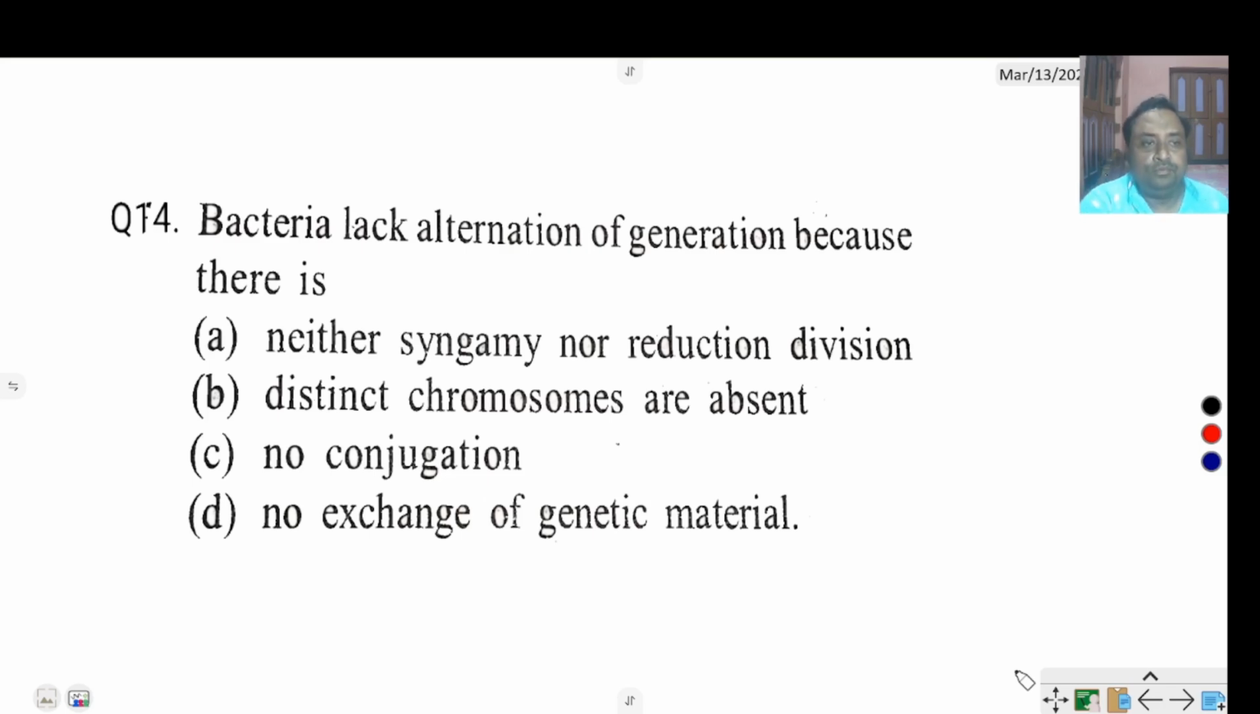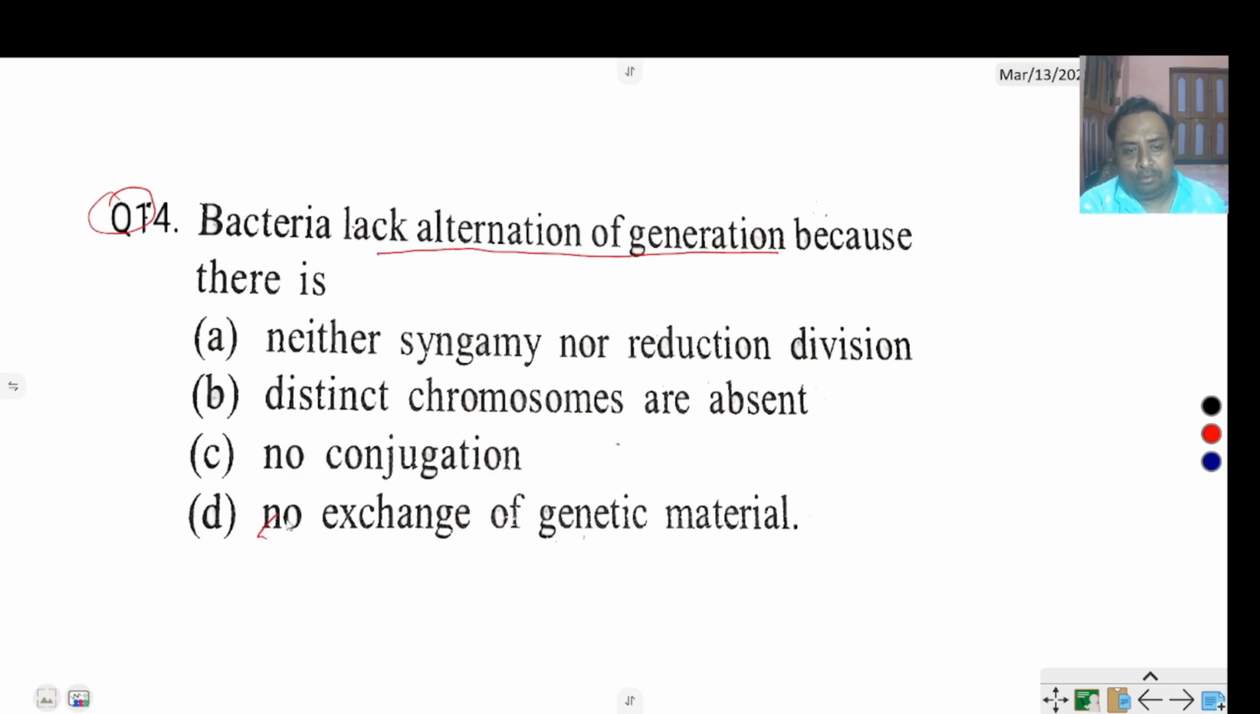Bacteria. Now question number 14: bacteria lack alternation of generation. What is alternation of generation? The sporophytic and gametophytic generations alternately come one after another, which is called alternation of generation. Bacteria lack it because there is neither syngamy nor reduction division. Distinct chromosomes are absent, no conjugation, no exchange of genetic material.